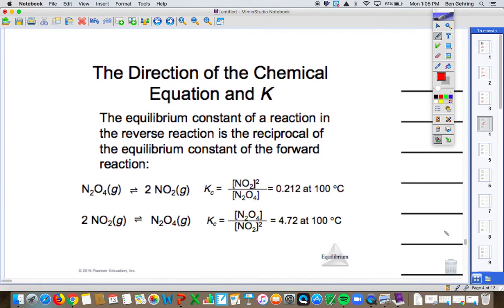And then the direction of the chemical equation. So this is where we can look at it. The equilibrium constant of a reaction in the forward direction and the reverse direction are reciprocals of one another. So the equilibrium constant for the reverse reaction is the reciprocal of the equilibrium constant in the forward reaction. So what that means is if my reaction is going this way, N2O4 into 2NO2, we get products concentration over reactant concentration. I'm going to get 0.212 at 100 degrees Celsius.